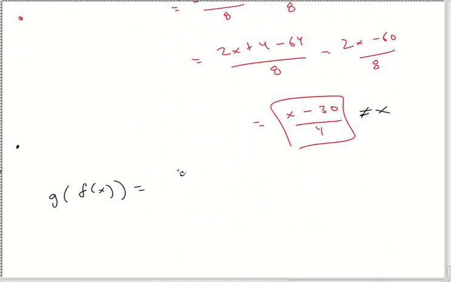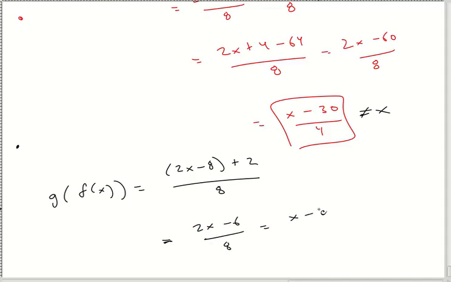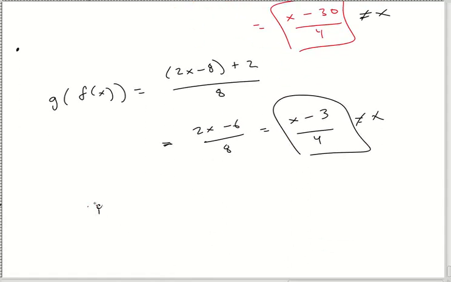So I'm going to say now 2x minus the 8 plus the 2, and then divided by 8. Well, this one's much easier. Notice that we have the numerator here. We'll make a negative 6. Cancel 2's everywhere. There we go. Again, not equal to x, so it's not an inverse. Okay, so hey, are these inverses? No! A, B, C. Okay.